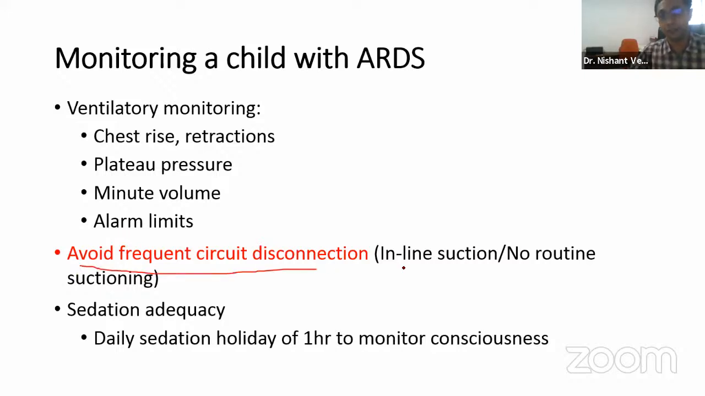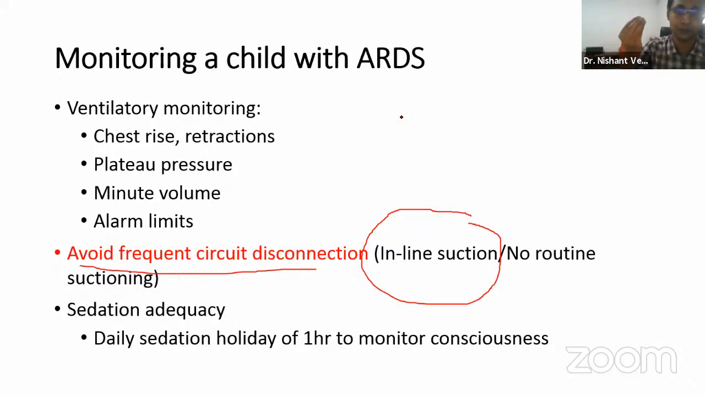Avoid frequent circuit disconnection. If you have access to inline suction catheters, use them. If you don't have access, then don't do any routine suctioning कि हर 2 घंटे पे, हर 3 घंटे पे आप suction कर रहे हैं. So that is going to cause de-recruitment. सारे alveoli, अगर आप circuit disconnect करेंगे, the alveoli would collapse. So avoid frequent circuit disconnections just for routine suctioning. Suctioning has to be done only if you are seeing secretions in the ET tube or the child is developing hypoxemia and you are not able to ascertain any cause for that hypoxemia. You are suspecting कि tube blockade है, तभी आप उसको suction करेंगे.